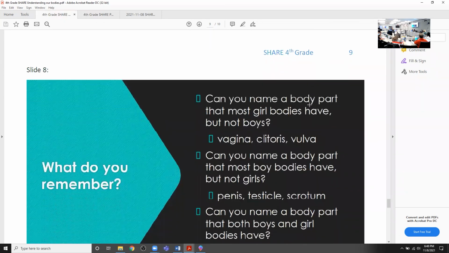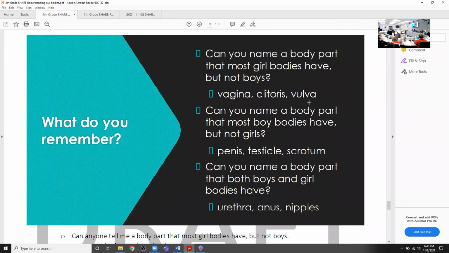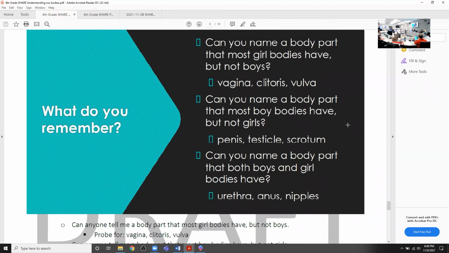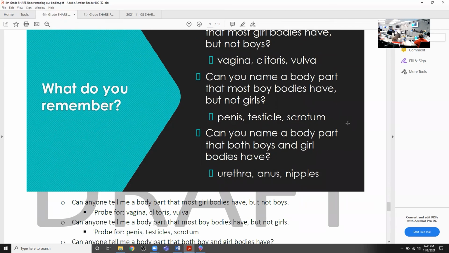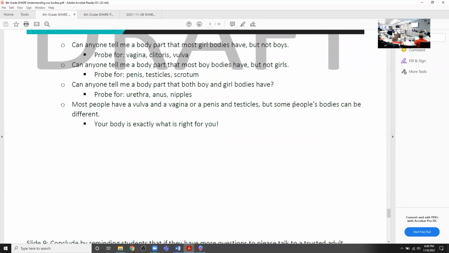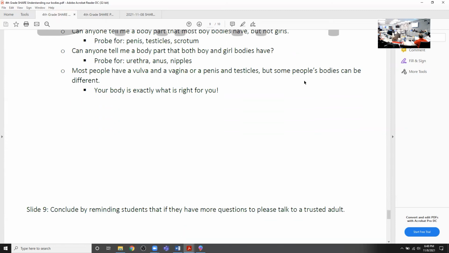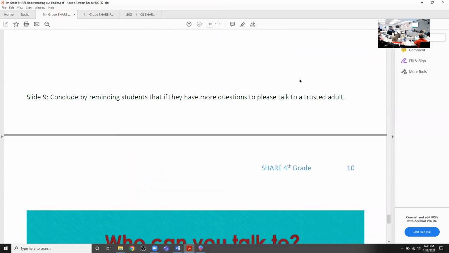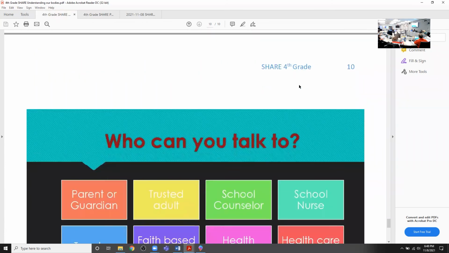And then a lesson review. Can you name a body part that most girl bodies have, but not boys? Vagina, clitoris, vulva. Can you name a body part that most boy bodies have, but not girls? Penis, testicle, scrotum. Can you name a body part that both boys and girl bodies have? Urethra, anus, nipples. And I just read exactly what is down here. And most people have a vulva and a vagina or a penis and testicles, but some people's bodies can be different. Your body is exactly what is right for you. And then conclude by reminding students that if they have more questions, please talk to a trusted adult.